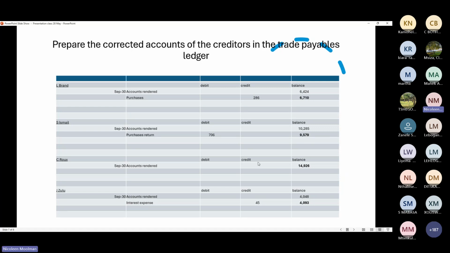C. Roo was easy. We just had the balance of 14,926. And then the last one was J Zulu.